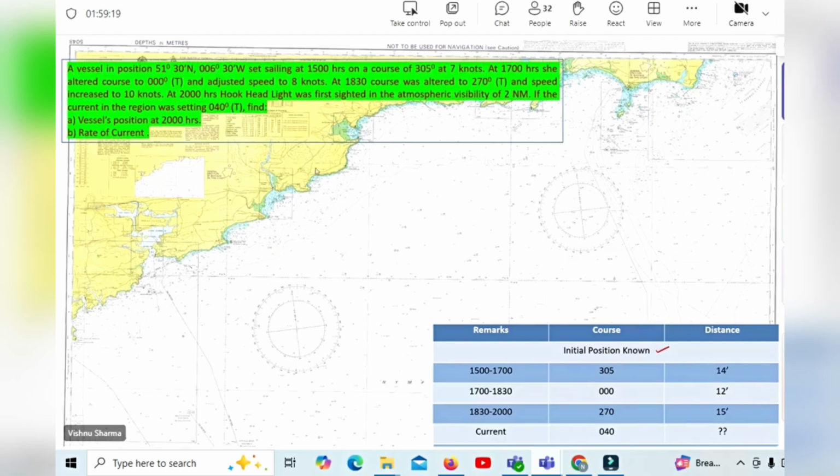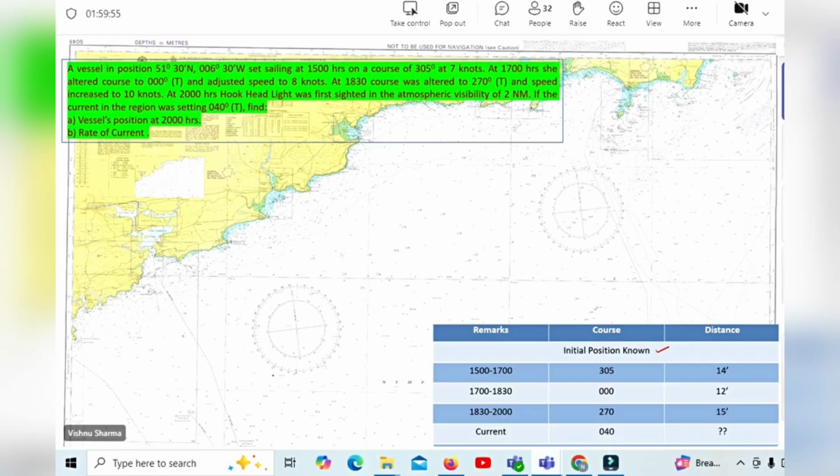Now, you see, guys, I have not plotted it here. I'll start from it now with pen only. At 1500 hours, the initial position is known. So the initial position is 51 degrees, 30 minutes north. It is somewhere here, 30 minutes north. 15, 45, 40, 35, 30. Okay, this is 30, and 6 degrees, 30 minutes west.